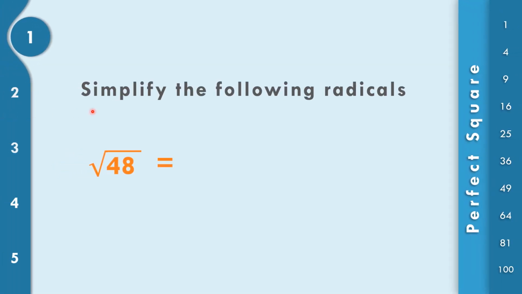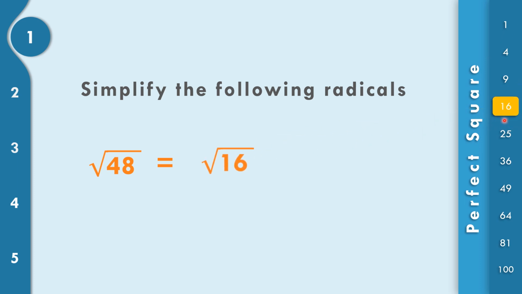So let us simplify the following radicals: square root of 48. Think of a factor of 48 having a perfect square. So 4 times 12, that is correct. We have the perfect square, that is 4 times 12. But then 4 is not the highest perfect square factor of 48. Think again of a factor of 48 having a perfect square. So let us try 16.